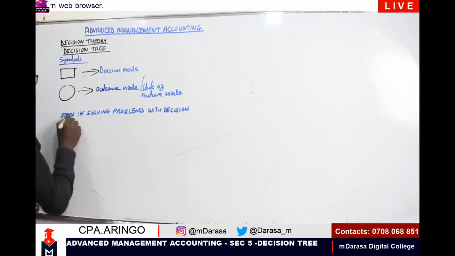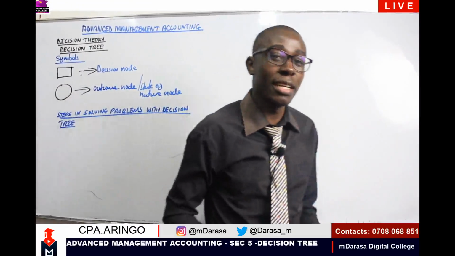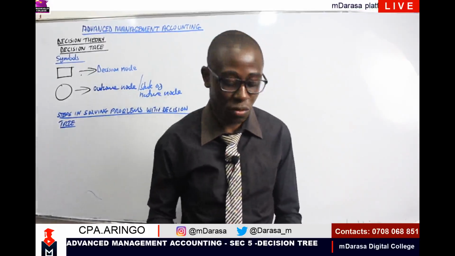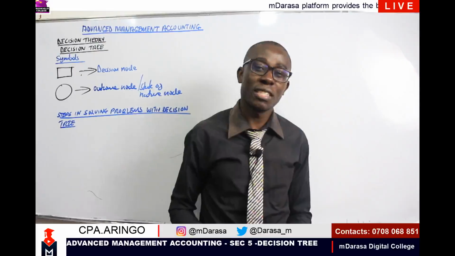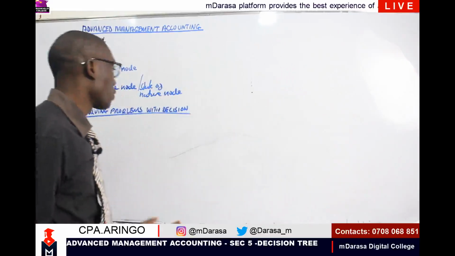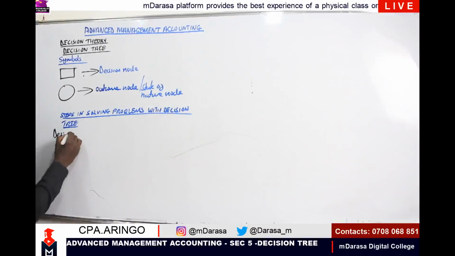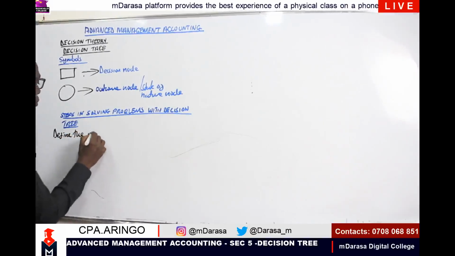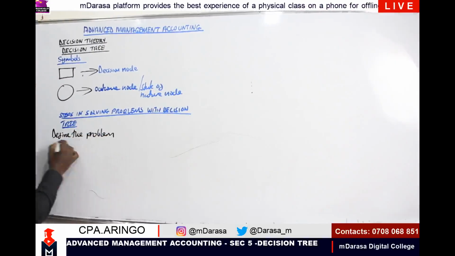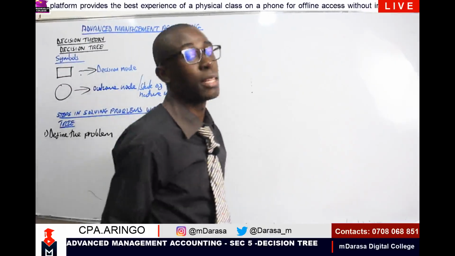If we follow these steps, my good students, we will be in a very good position to handle any decision tree question, as we will see in this session. When dealing with a decision tree, this is the first step you must always consider: first of all, we need to define the problem. What are we dealing with? This is step number one, define the problem.